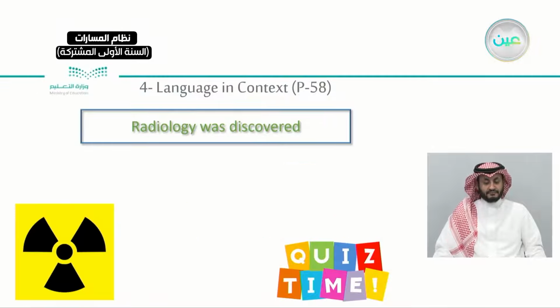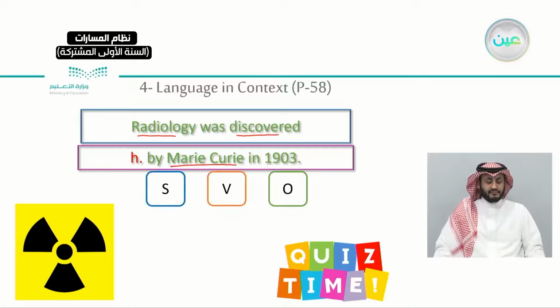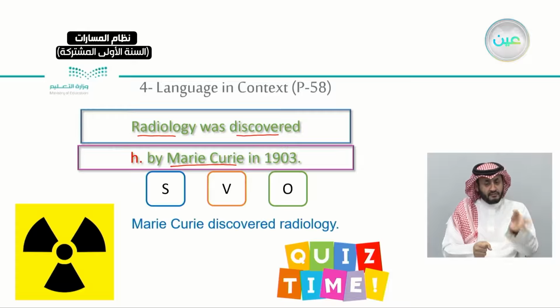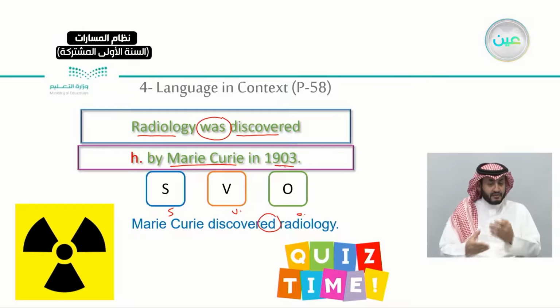One more. Radiology was discovered. Who discovered radiology? It was by Marie Curie in 1903. What did she do? She discovered what? Radiology. And who is she? She's Marie Curie. In an active voice, if we care much more about the subject, we will say Marie Curie discovered radiology. She did the action. And notice the "ed" because it is in the past, 1903.